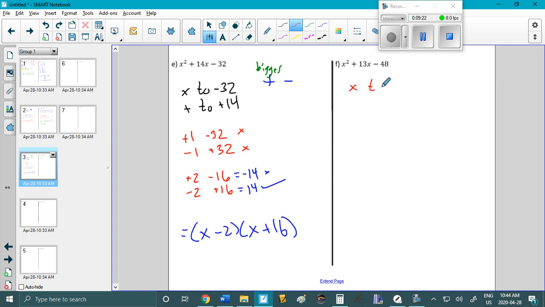All right, we need numbers that multiply to negative 48 and add to 13. We know it's a positive and a negative again, and the bigger one is going to be positive because this is positive. So 48 divided by 1. So plus 1, negative 48, minus 1, positive 48. 1 minus 48 is not 13. Negative 1 plus 48 is not 13. 48 divided by 2 is 24. So plus 2 minus 24, or minus 2 plus 24.